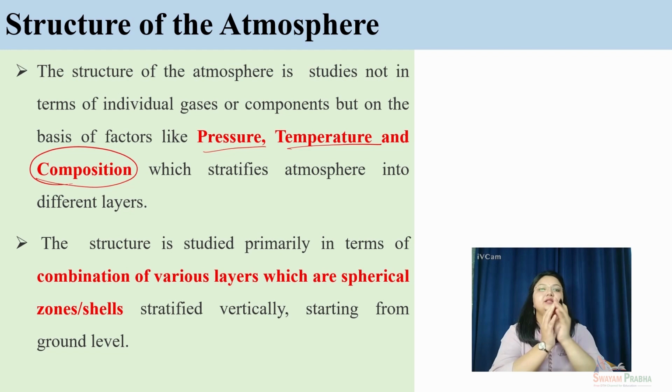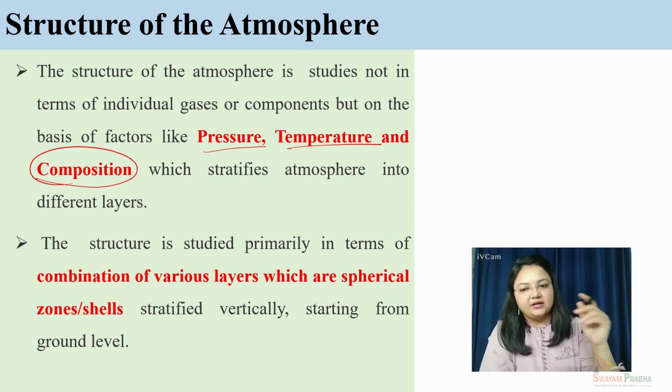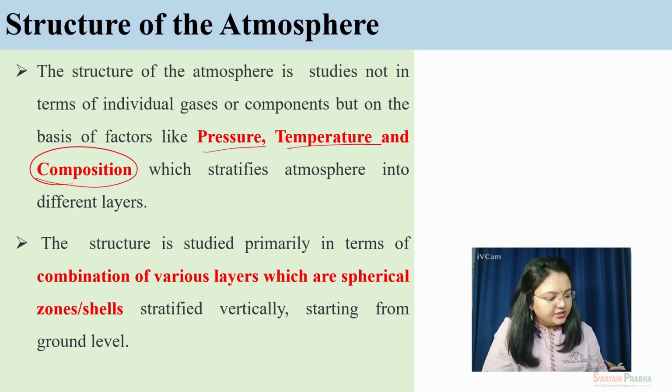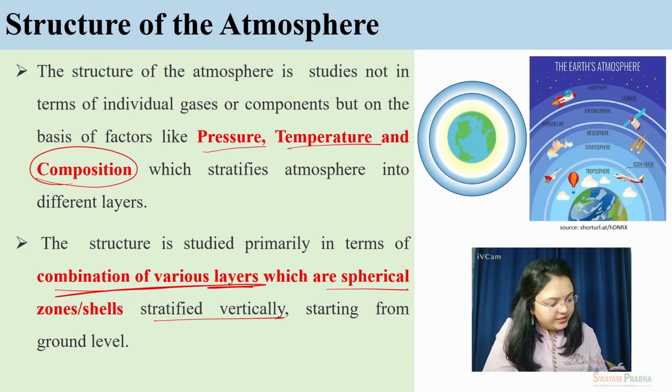So after studying the various components like pressure, temperature, composition, it was finalized that the atmosphere does not have the same homogeneous character from the surface of Earth to 10,000 kilometers. It differs in its composition, it differs in pressure conditions, it differs in temperature conditions. So based on all these factors, the structure is primarily studied in terms of a combination of various layers, which are spherical shells which stratify the atmosphere vertically starting from the ground level.